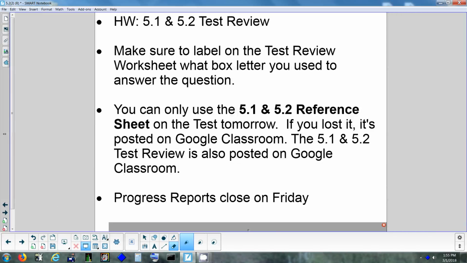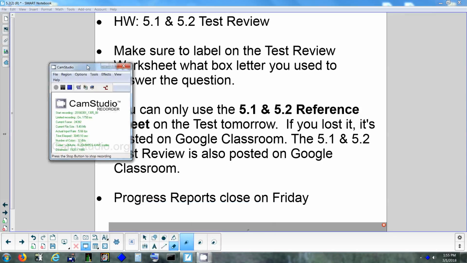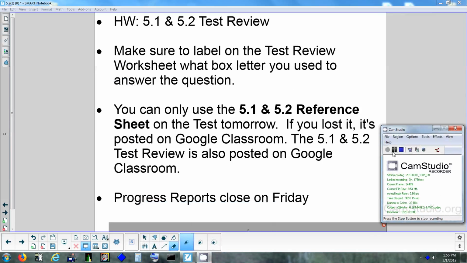And again, tomorrow will be your last test to go on progress reports. So we have the take-home we did before vacation, and we'll have this test. Those will go on progress reports, which will close next Friday.